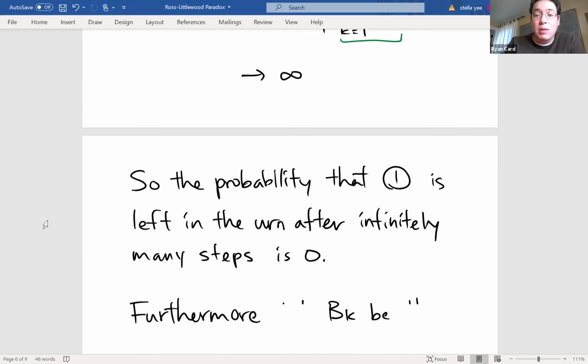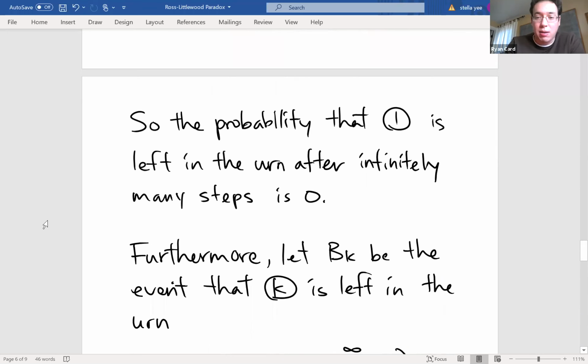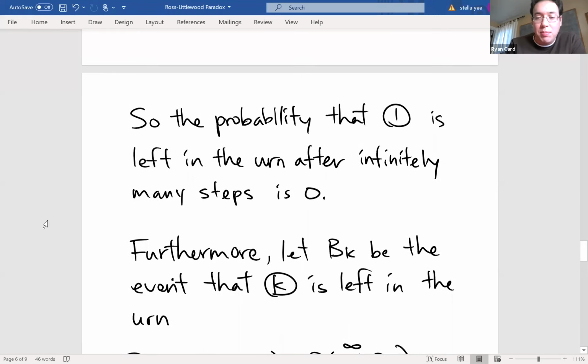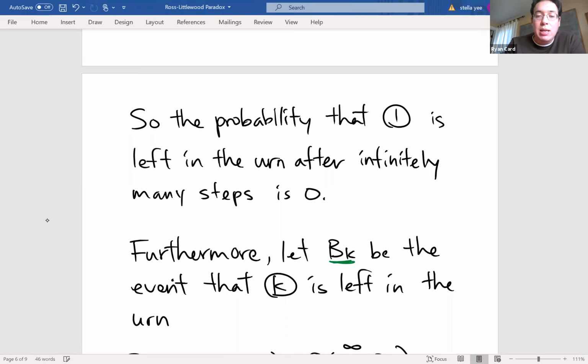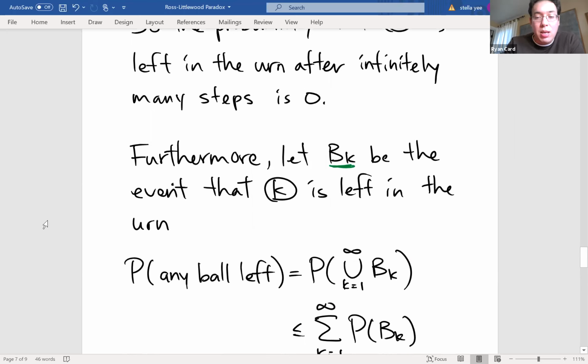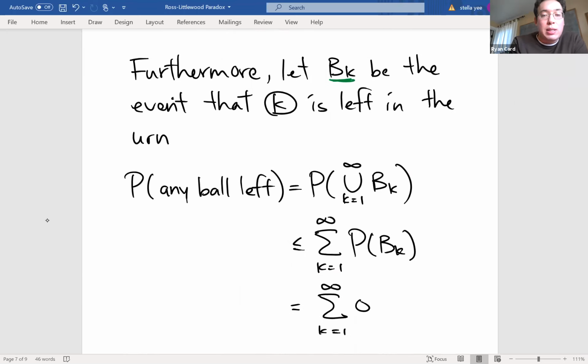Okay. Now let's figure out if there's going to be any ball left in the urn. So we have to give it some names. So let's say B sub k is the event that the ball number k is left in the urn after infinitely many of those processes. So the probability that any ball is left after that infinite process, well, you could see the event that any ball is left is the same as the combined event of events that a particular ball is left after infinitely many draws.